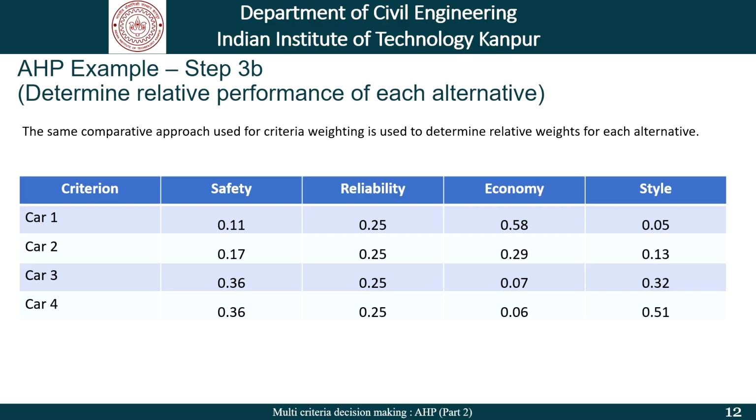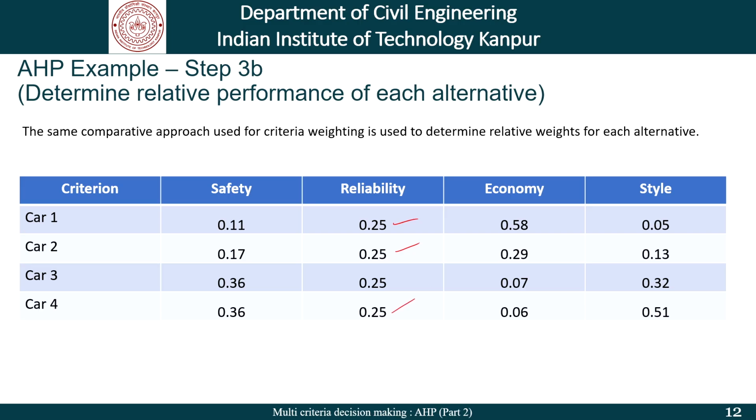If you see here, in case of reliability, the relative performance of each car is the same, because when we discussed pairwise comparison for reliability, we said that we believe all these cars are equally reliable. Thus, we had assigned an equal weight to all of them, which can be seen here as well. The relative weights for reliability for each of these cars are the same, 0.25, 0.25, 0.25.